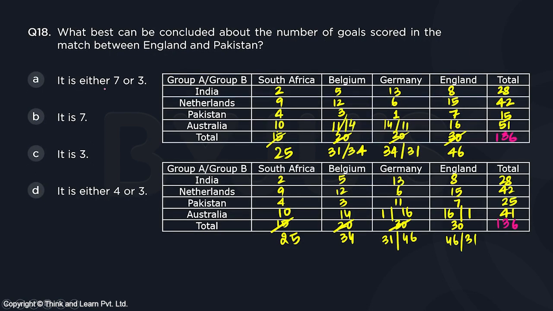Question number 18. What best can be concluded about the number of goals scored in the match between England and Pakistan? So, between England and Pakistan, this is the match we are talking about. So, it has to be exactly 7. So, answer is going to be option B.